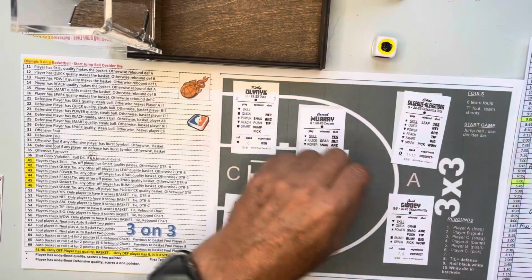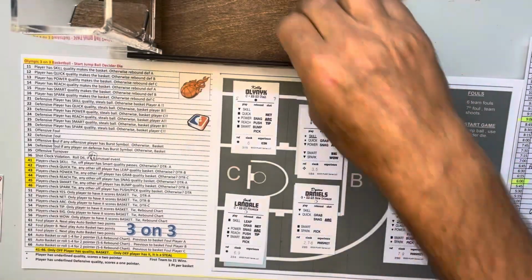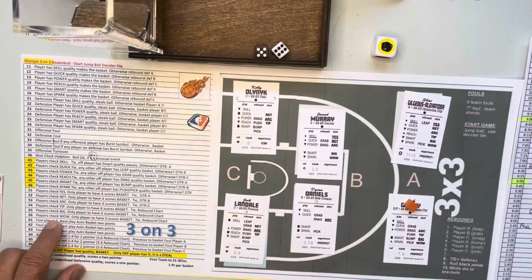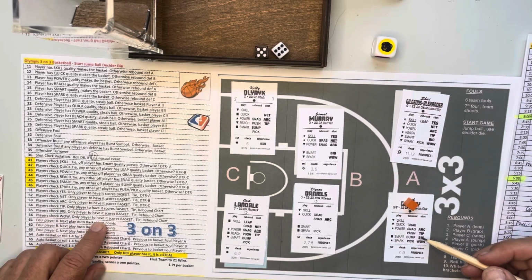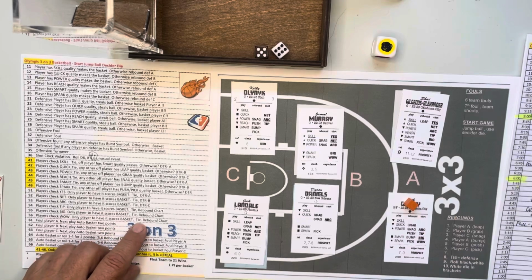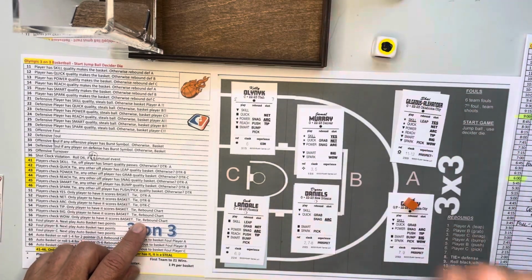Player number 1 gets it. It's going to be Josh Gitch. It is a 56. Players check for the wow quality. They both have it. Only player to have it scores a basket. Tie, we're going to the rebound chart. And it is a 2-2.